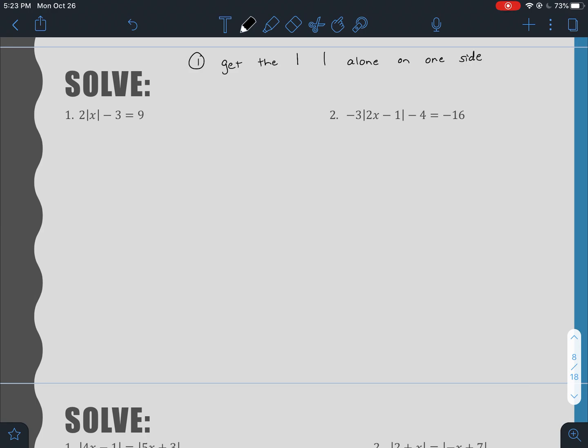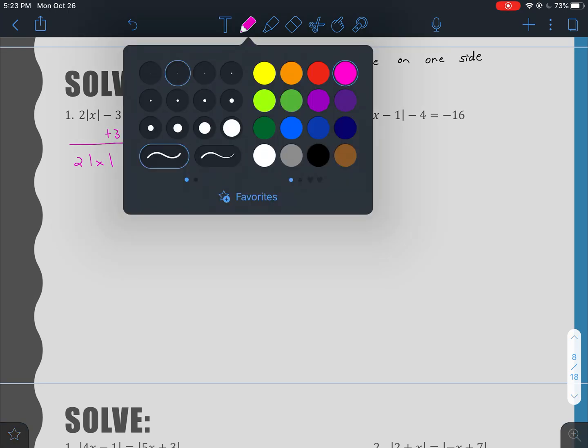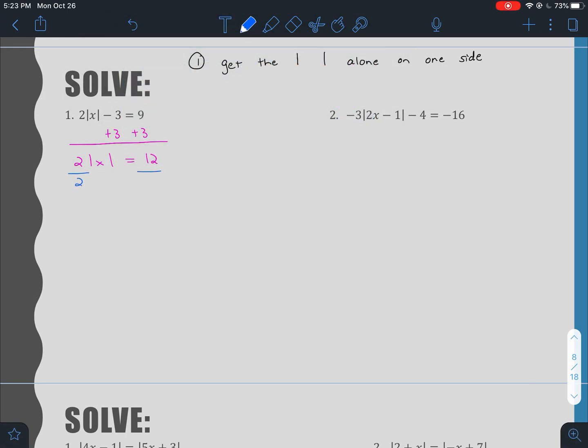So how do I get the absolute value expression alone on number 1? Well, first I'm going to get rid of the subtracting 3, so I'm going to add 3 to both sides. And I have 2 times the absolute value of x is equal to 12. And now to get the absolute value alone, I have to divide by the 2 in front because it's 2 times the absolute value of x. And now I have the absolute value of x is equal to 6. All right, well, if the absolute value of x is equal to 6, I'm either at positive 6 or negative 6 on my number line. So my answer is going to be x equals plus or minus 6.